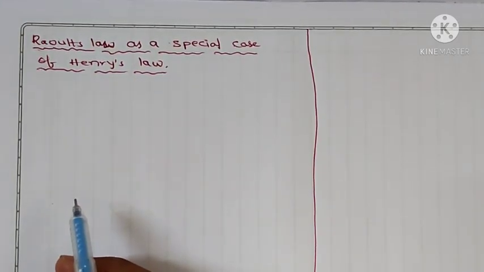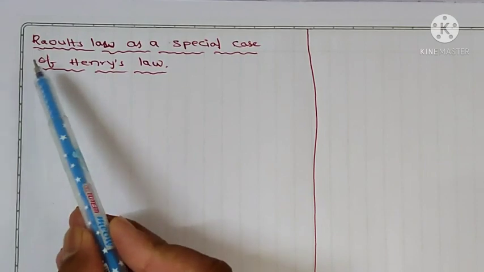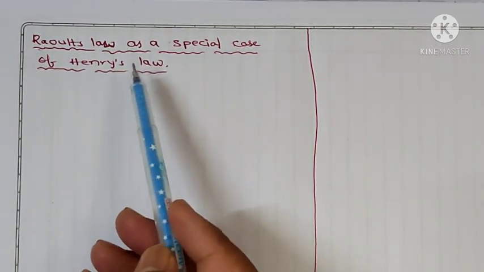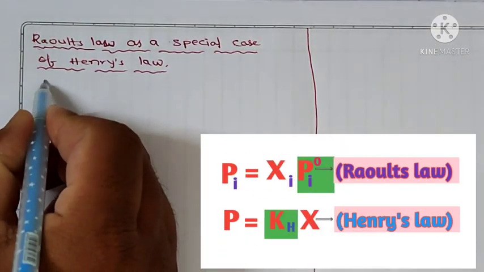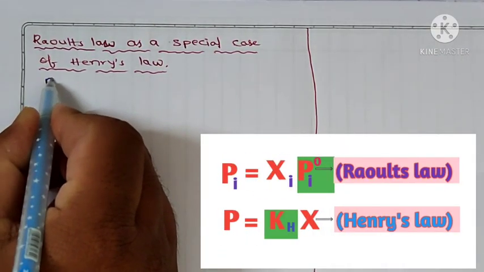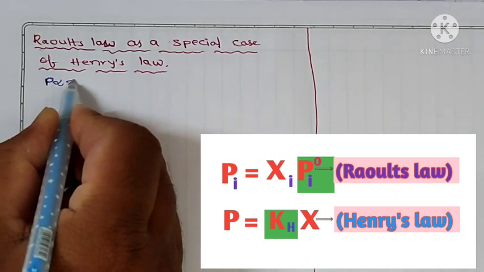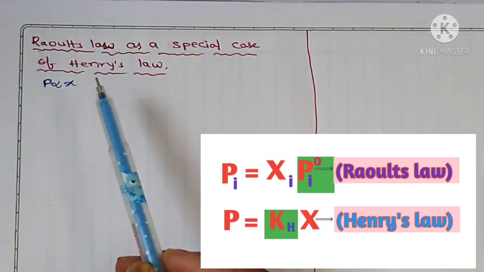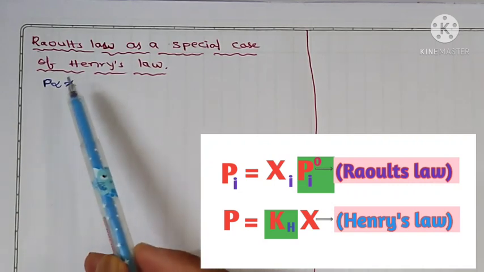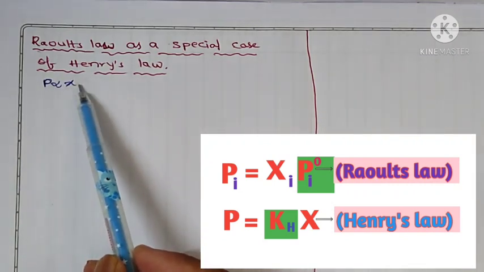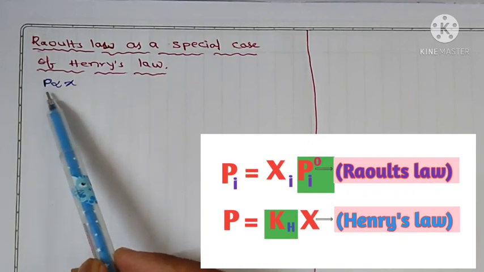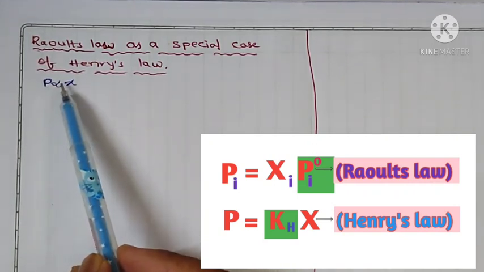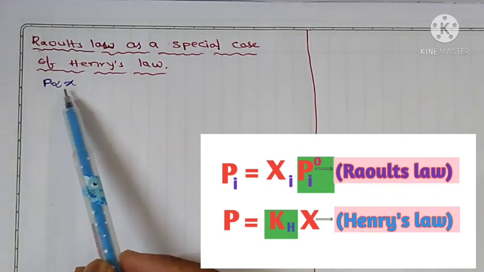Good morning, students. Today, our topic is Raoult's law as a special case of Henry's law. We know that in Raoult's law, P is directly proportional to X, which means the quantitative relationship between the partial pressure and mole fraction. This relationship is known as Raoult's law. Partial pressure is directly proportional to mole fraction.